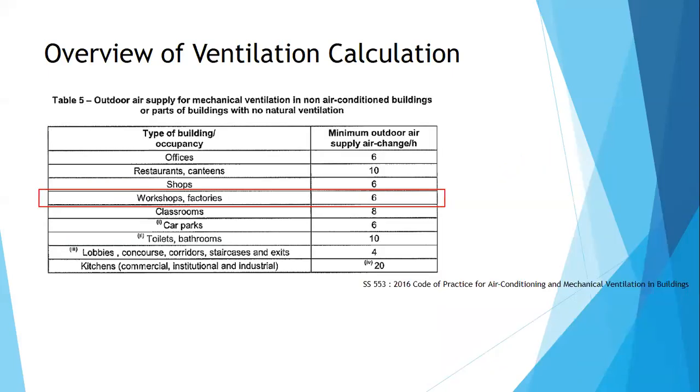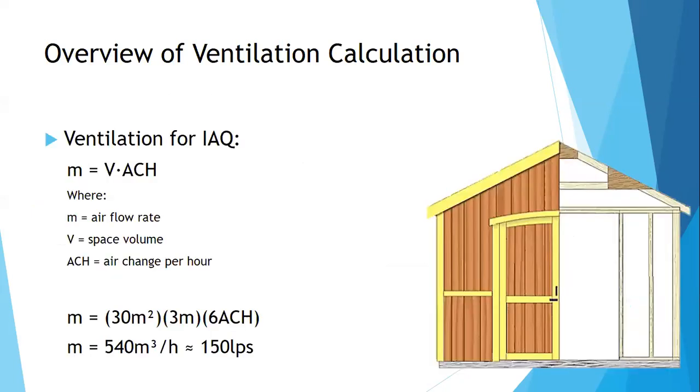Based on Singapore Standard SS 553:2016, or the Code of Practice for Air Conditioning and Mechanical Ventilation in Buildings, wood shops or factories would require about 6 air changes per hour, meaning the air inside the space must be replenished 6 times per hour. So what we do is get the volume of the space, 30 square meters times 3 meters height, times 6 air changes per hour, which gives us 150 liters per second.